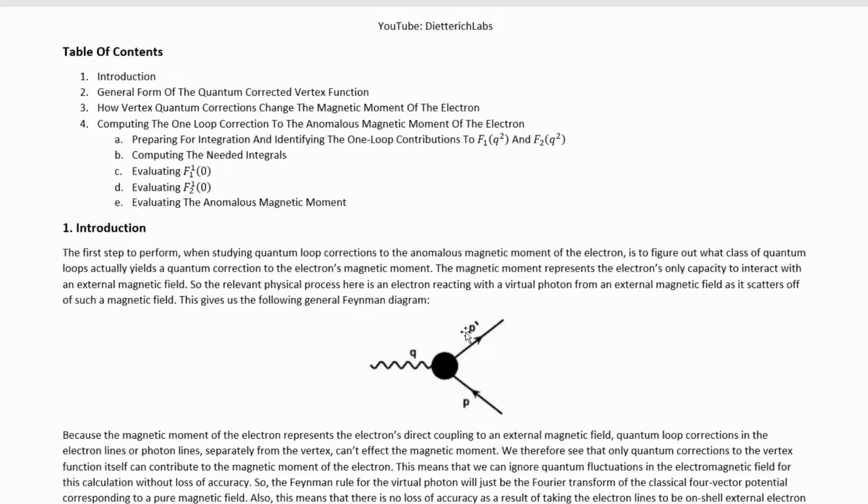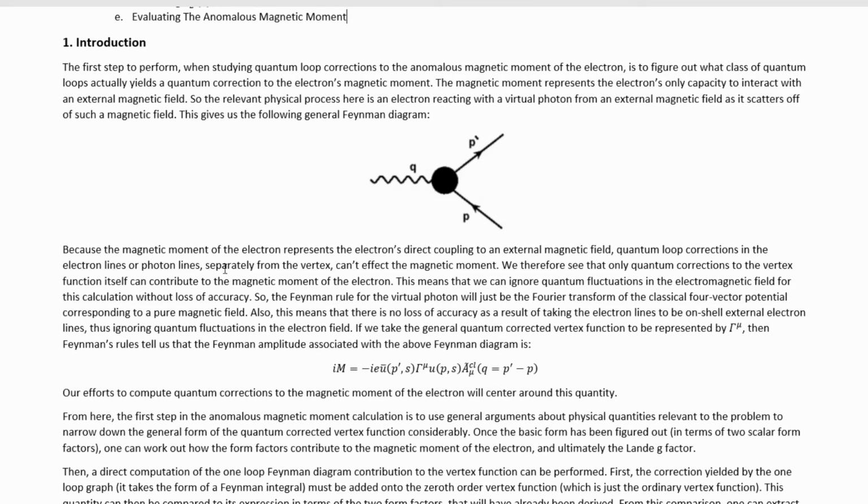This gives us the following general Feynman diagram, where the nature of the reaction may involve loops. At lowest order, of course, it'll just be a straight loop-free vertex, but this accounts for the fact that there's going to be a ton of loop corrections. It's just generally of this form.